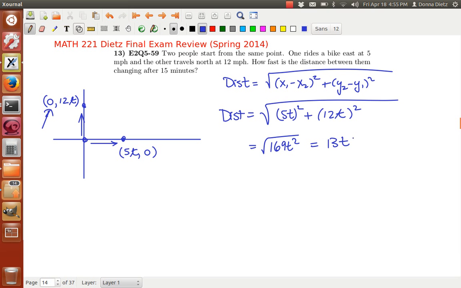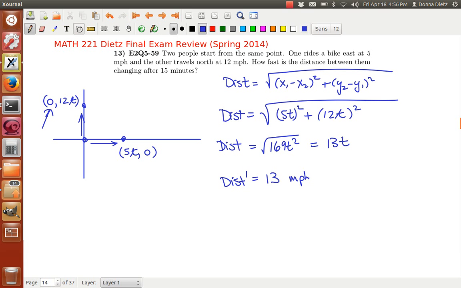So at t equals 0, the distance is 0. At t equals 1, the distance is 13. The question asks how fast is the distance between them changing? And it ends up that it's always 13. This is why this problem is not complex enough. But the answer would have been 13 miles per hour, and it's the same whether it's after 15 minutes or after 20 hours. It doesn't matter. That's how fast the distance is changing.